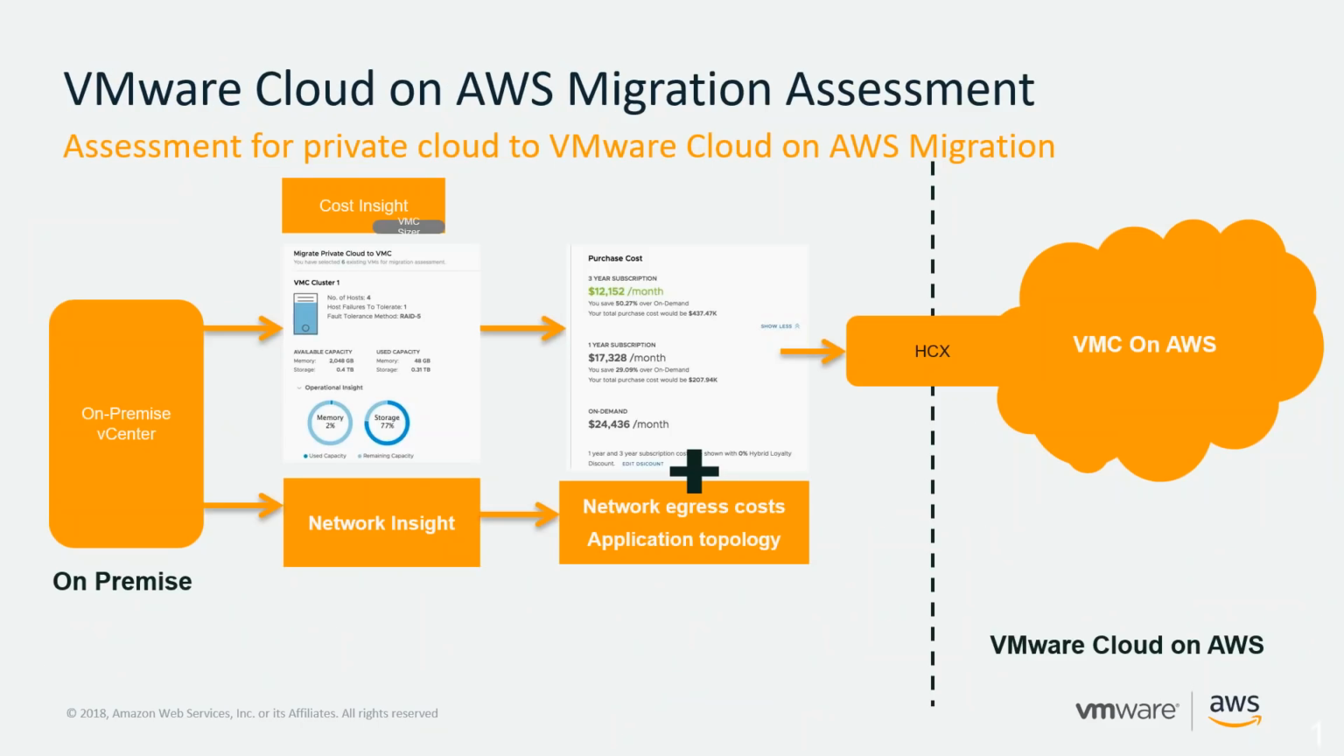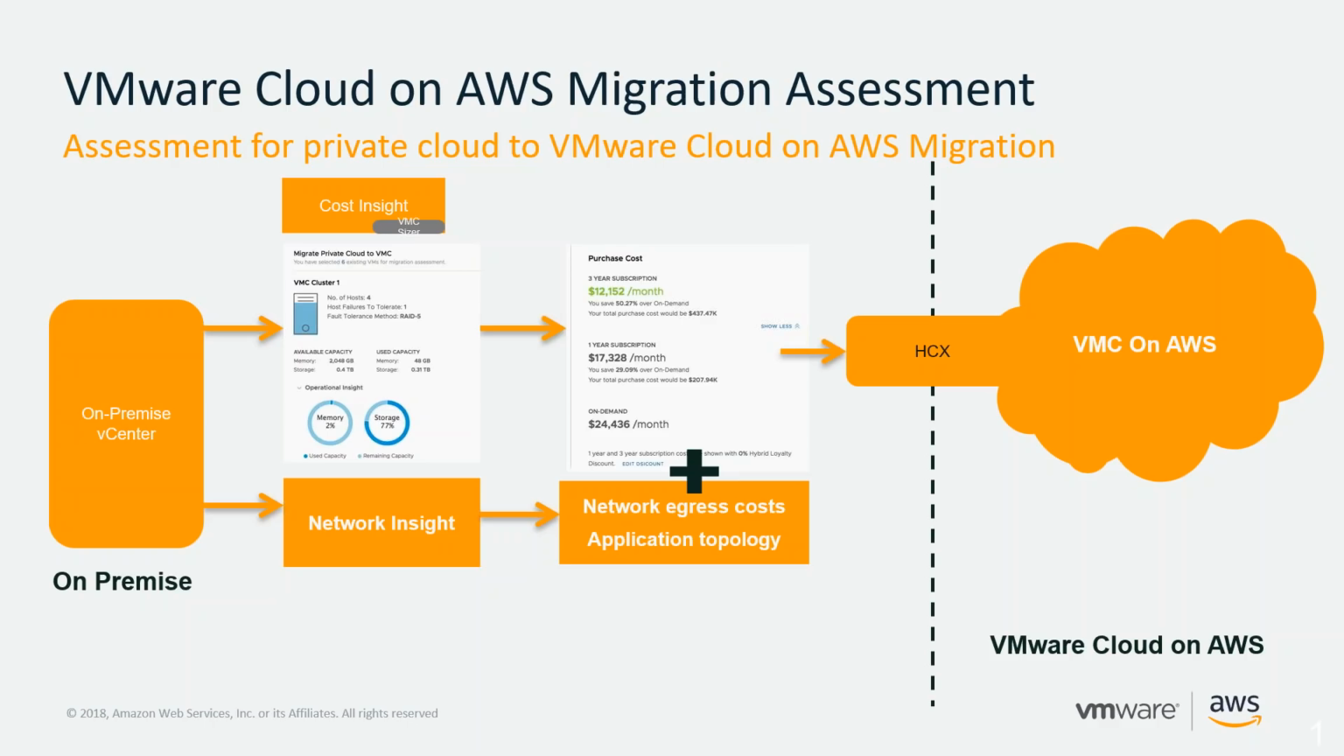So if I'm looking at the migration assessment, basically what it will do is we'll download a little OVF down to your on-prem environment. You'll deploy it. It will scan your VMs, your applications, the interaction between them, and give you this breakdown. With Network Insight, you'll get, as we mentioned, that breakdown between the interactions between the applications. And we'll assess the egress costs based on the application topology that you define. Feed that into our hybrid cloud extension and actually perform the migration.